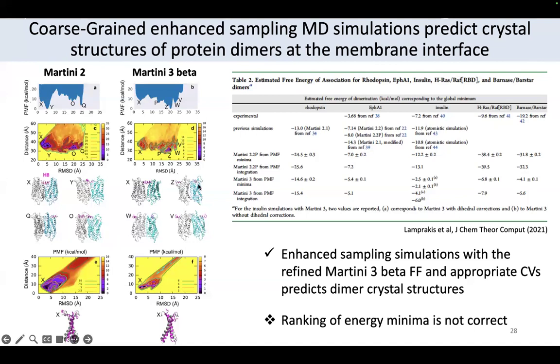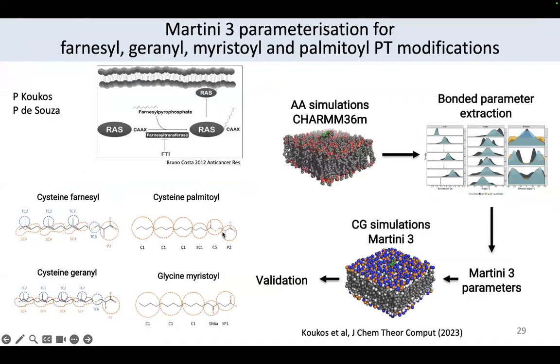Then you can actually turn it back to atomistic simulations in a process called backmapping, and you can then calculate with a more accurate force field what the energetics of the systems are. So, being encouraged by the system, we decided to move on with studying KRAS.